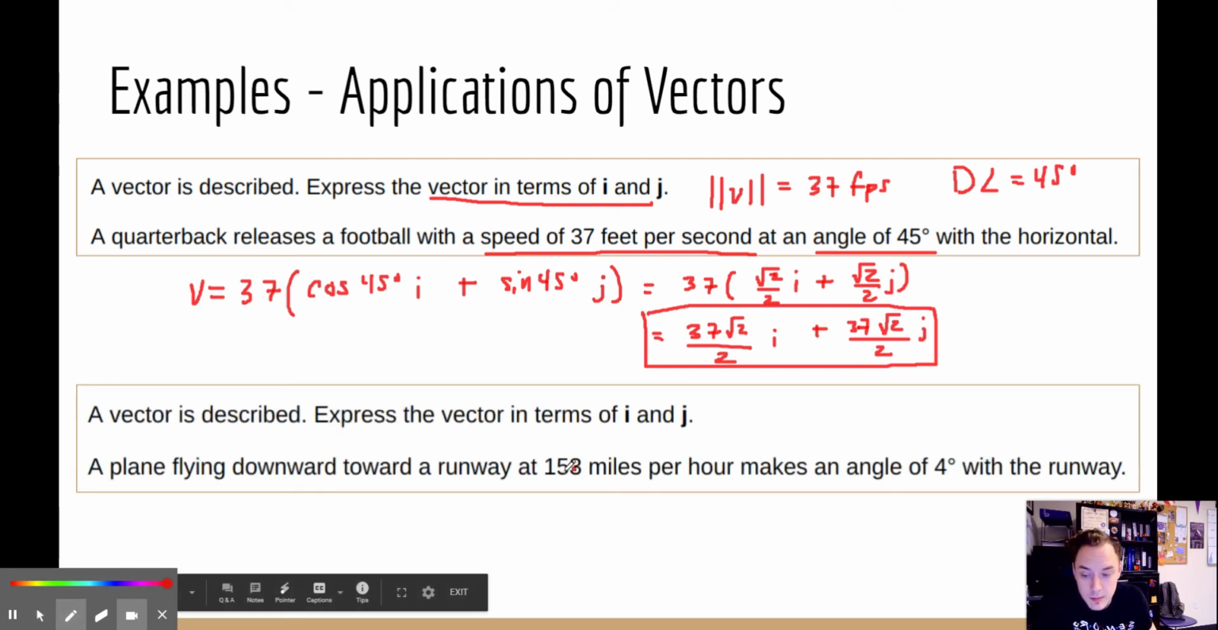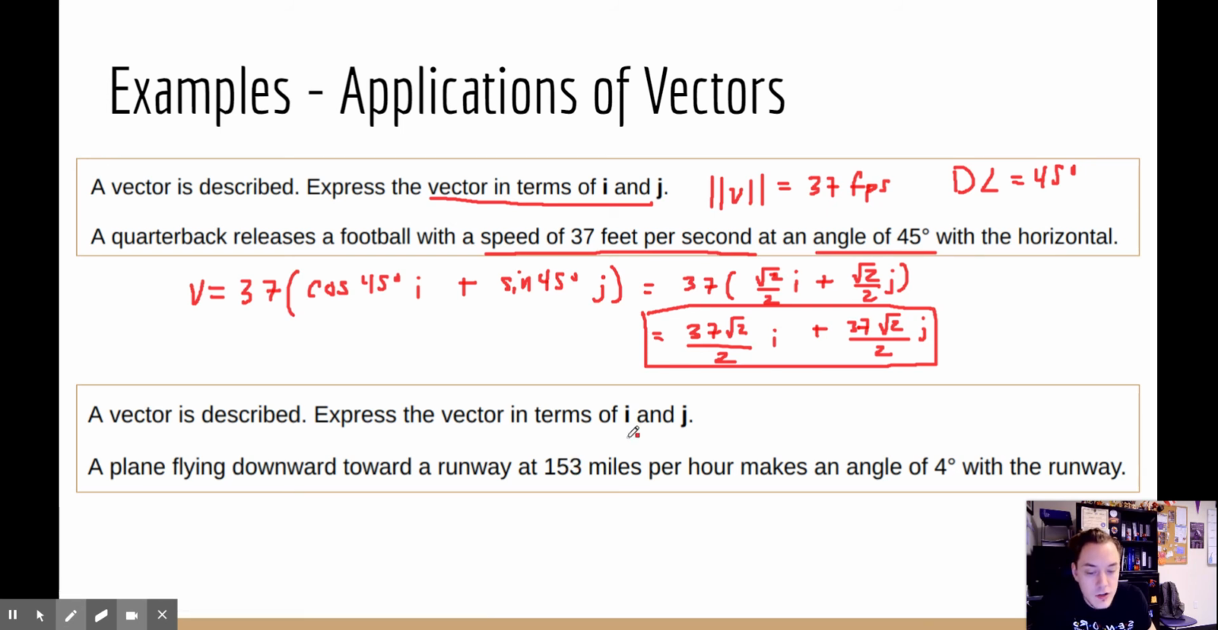Let's go to the next one. Very similar. A plane flying downward on a runway at 153 miles per hour with an angle of 4 degrees. So I'm going to use 153 miles per hour. That is my magnitude, essentially my distance almost. So this is v. I want to find my vector in terms of i and j. So 153 cosine of 4 degrees i plus sine of 4 degrees j.